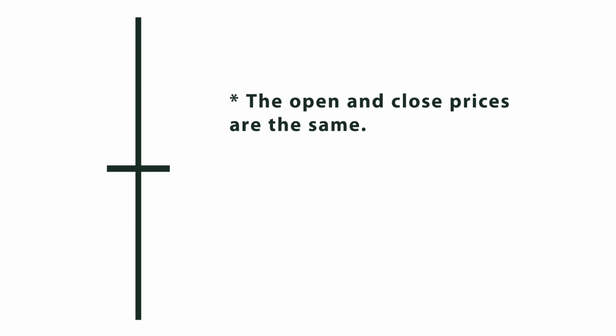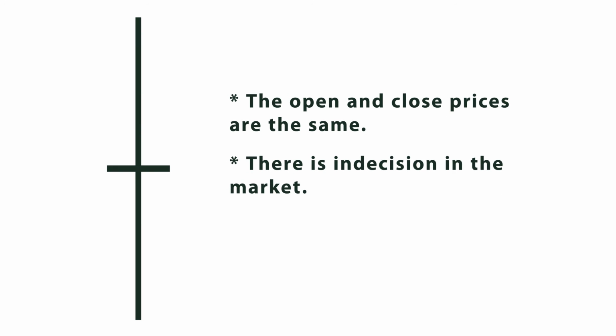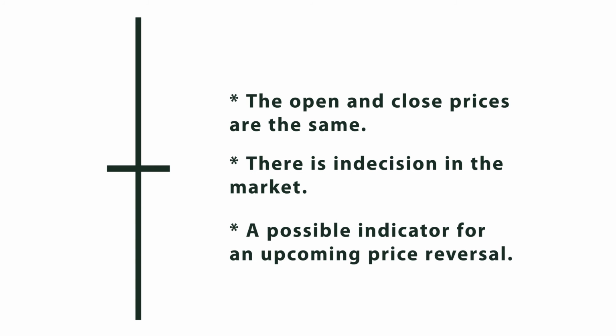A doji candle has no body because the open and close prices are the same. These can typically be interpreted to mean there is indecision in the market and are a possible indicator for an upcoming price reversal. Umbrellas have a distinctively long bottom wick.